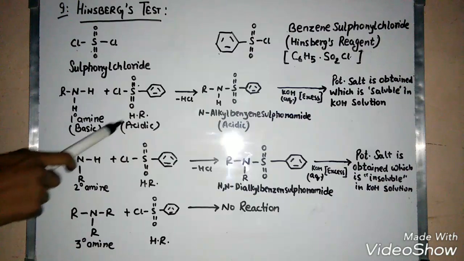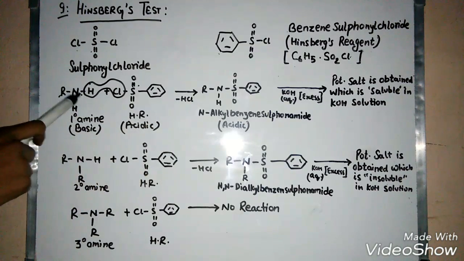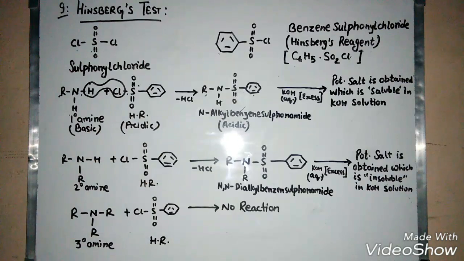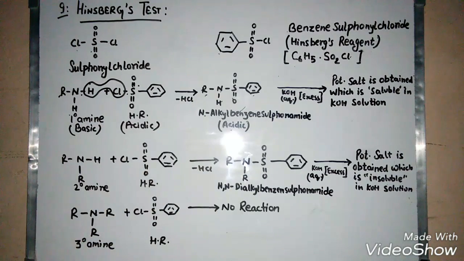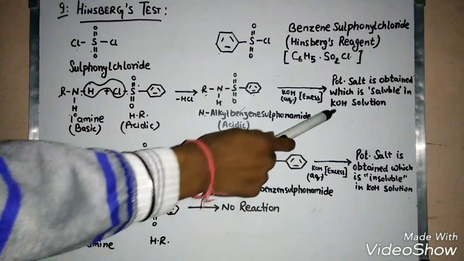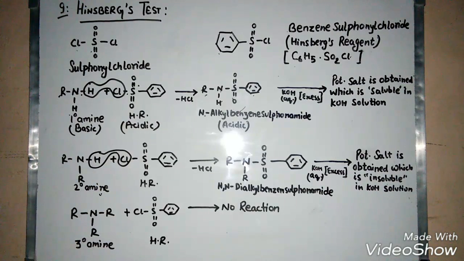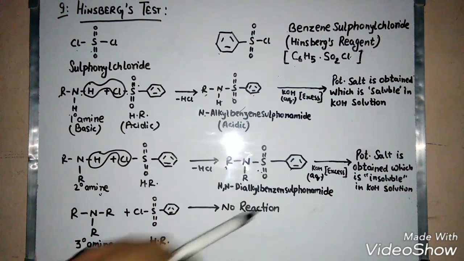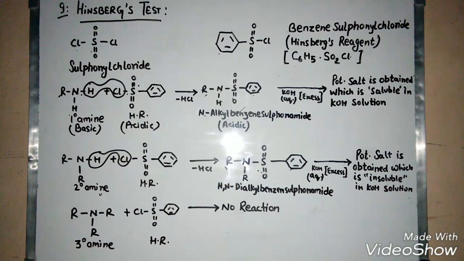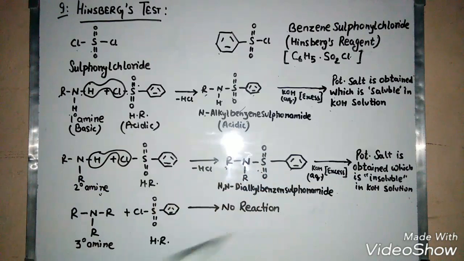When 1 degree amine RNH2 reacts with Hinsberg's reagent, then HCl is released as a side product, and the resultant compound is RNH SO2 and benzene ring. Its IUPAC name is N-alkyl benzene sulfonamide. It is acidic in nature. When it is heated with excess aqueous KOH, the resultant potassium salt is soluble in KOH solution. Whereas when 2 degree amine is treated with Hinsberg's reagent, then with the evolution of HCl, the resultant compound is N,N-dialkyl benzene sulfonamide. When it is treated with excess aqueous KOH, the resultant potassium salt is insoluble in KOH solution. So see here, the resultant potassium salt in this case is soluble, whereas in this case it is insoluble.